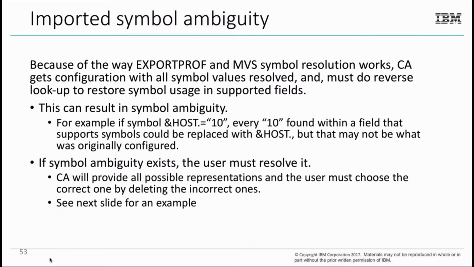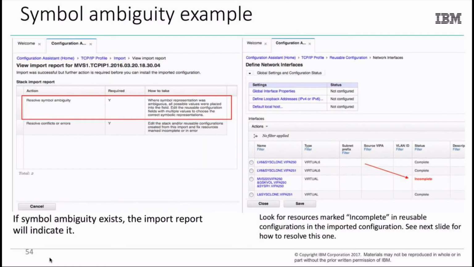So if symbol ambiguity exists, we ask you to resolve it. What we do is provide you all the possible representations and you choose the correct one. In the next slide, for example, when I do an import, I get a message on my import report that says I have to resolve symbol ambiguity, and it tells you to go resolve it. The way you do that is you go into Reusable configurations and look for resources that are marked as incomplete, as shown on the right, and you edit those resources.